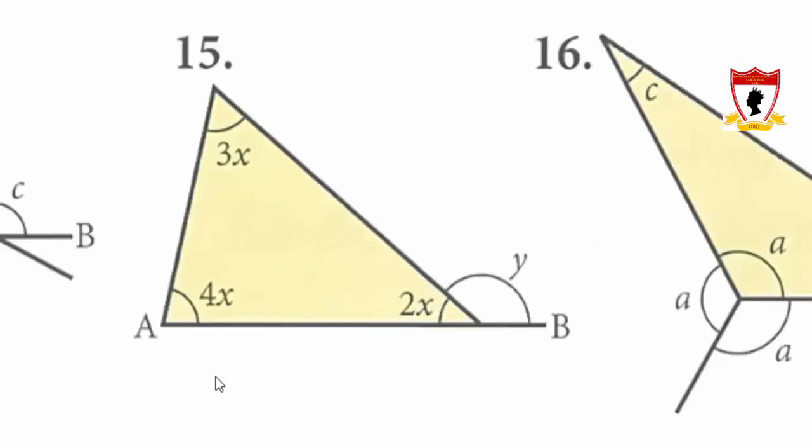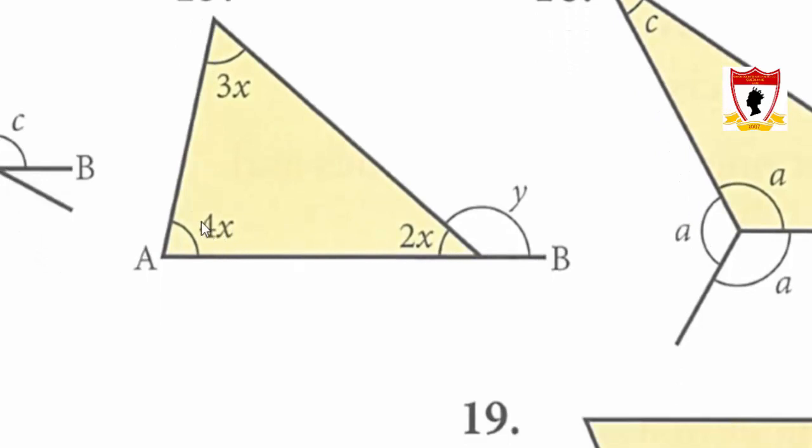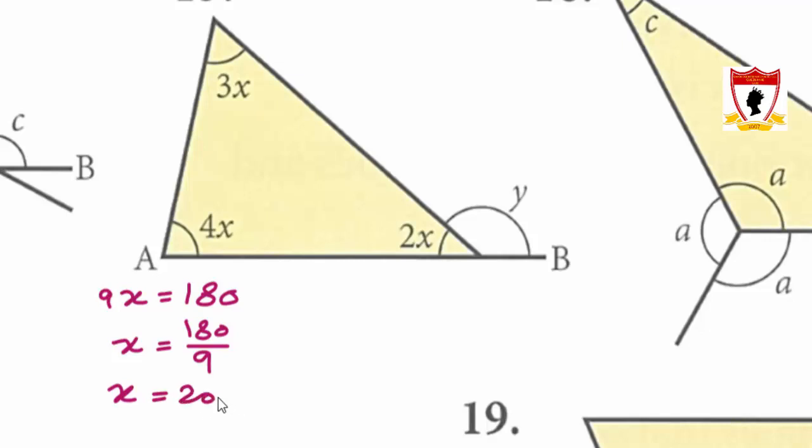So correct. To find the value of x and y in question 15, it's clear that the sum of all angles inside a triangle is 180. So here we have 3x plus 4x, that gives 7x, plus 2x gives 9x. 9x is the sum of all of these angles, and surely it must be equal to 180. What about just x? Just x is equal to 180 divided by 9. 180 divided by 9 is equal to 20, so x is 20 degrees.